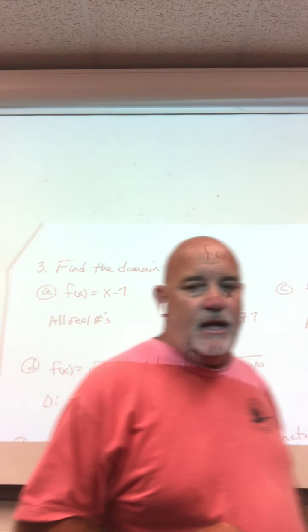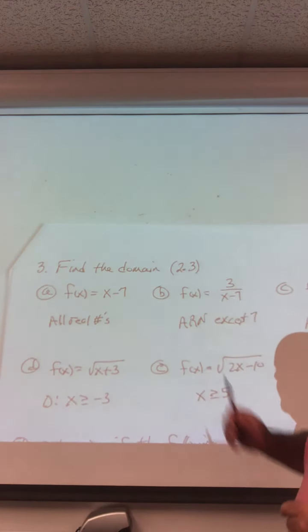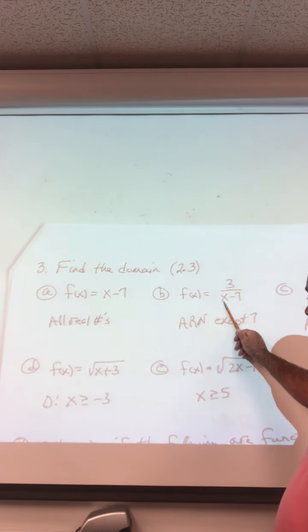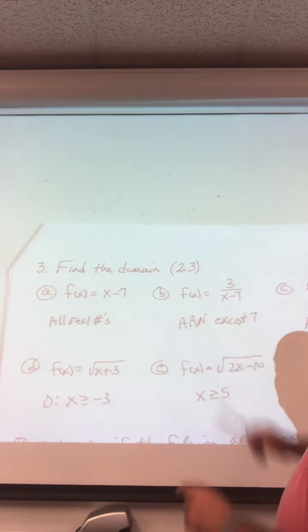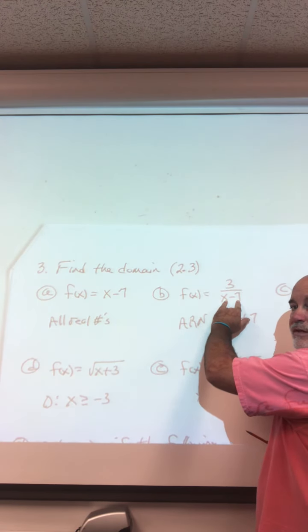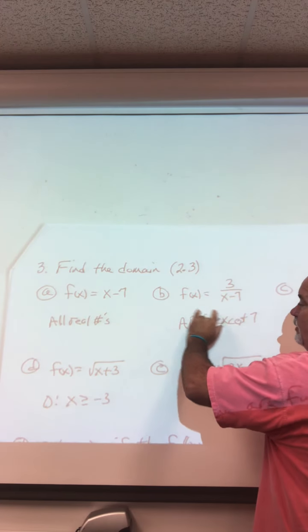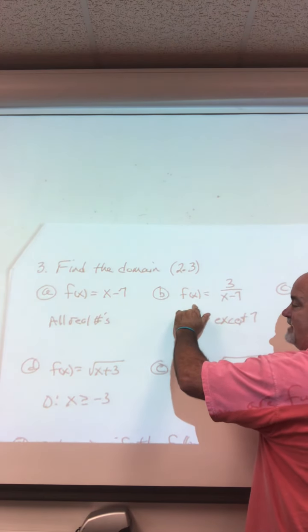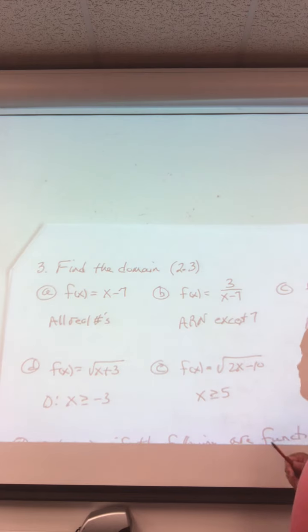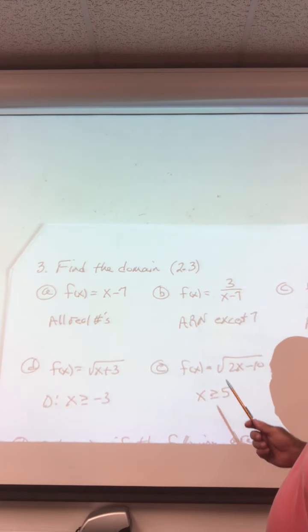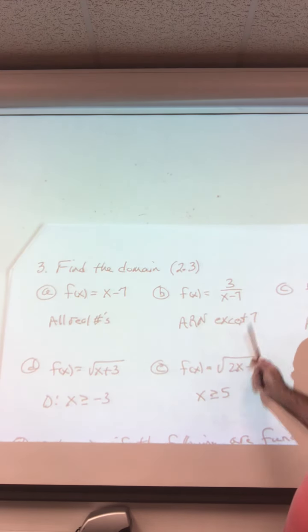But then I told you this, if you have an x in the denominator, you ask yourself, what would make this be 0? So here's the math. You set this equal to 0. So you'd write x minus 7 equals 0. Solve that, so that would be x equals 7. Now that's not what x can be, that's what x can't be. So it'd be all real numbers except 7.